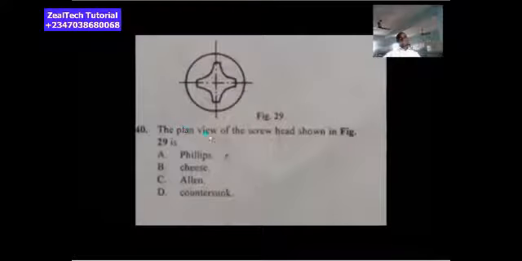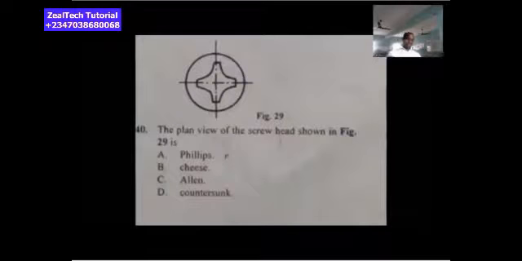Now, the plan view of the screw head shown in figure 29 is what? Is Phillips head. Phillips, a chisel, no. Allen head, no. We have countersunk. Are you getting? This is Phillips head. Allen seems to have hexagonal inside. This is Phillips. That's why normally you use a star Allen key to be able to use this kind of code. It is Phillips head. So we'll be able to take that as A as the correct answer.